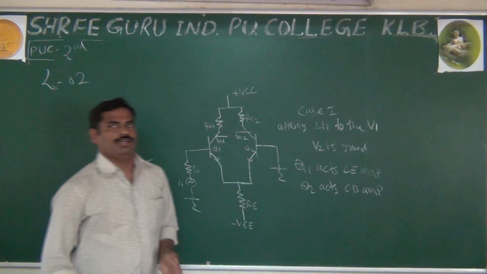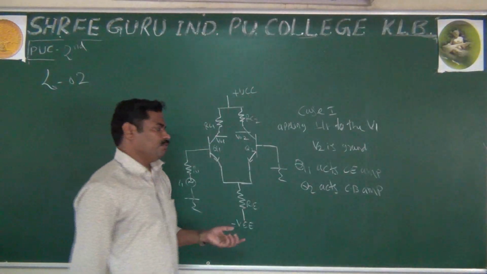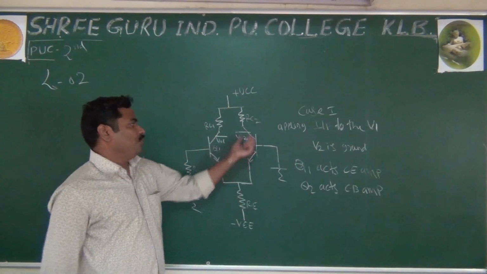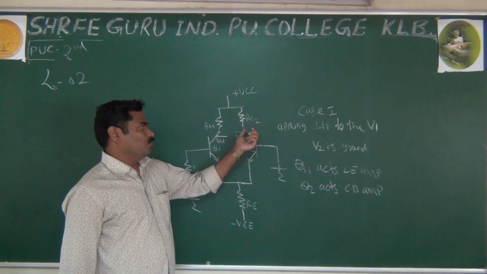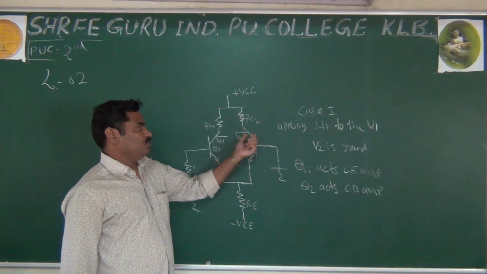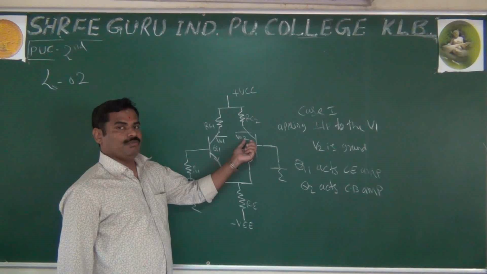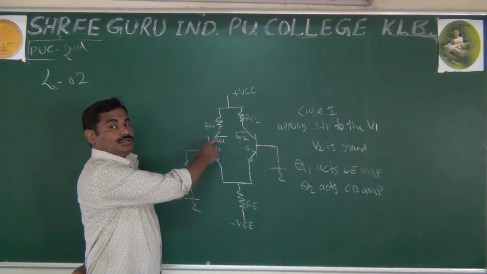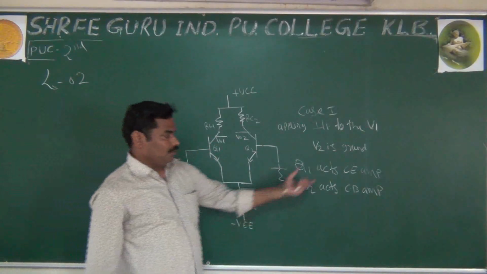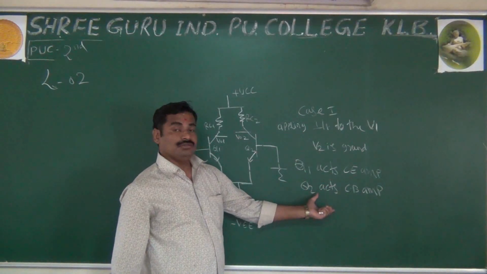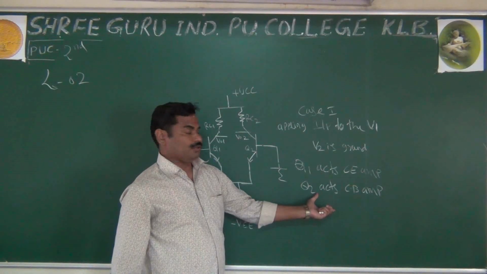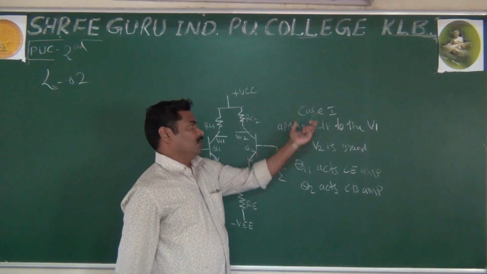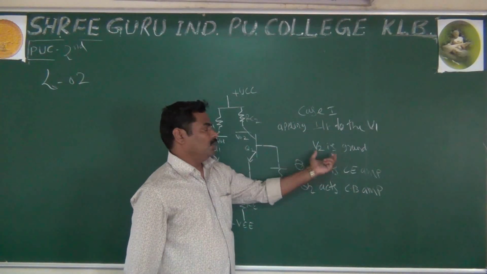And as you know the property of a common base amplifier, in a common base amplifier the input and output are in the same phase. It means in V02 we will get the output, and that output is in the same phase. In V02 the input and output are in the same phase. But in V01 we have the input and output out of phase because Q1 acts as a CE amplifier and Q2 acts as a common base amplifier. CE amplifier and CB amplifier. This is about case 1: applying one input to V1 and V2 is grounded.